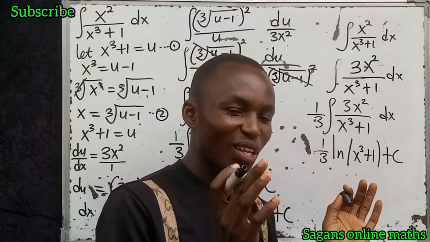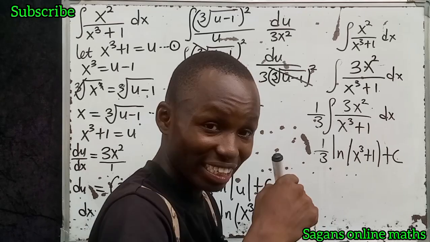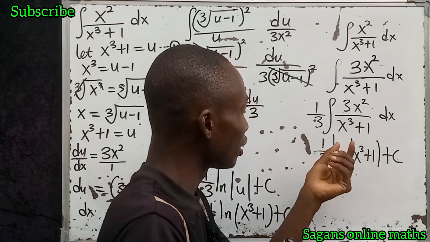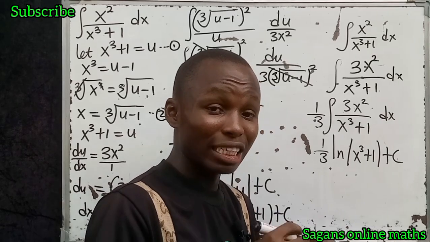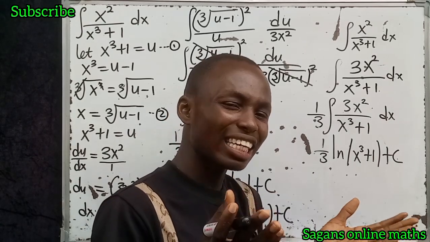That is very simple. Now, what you have to observe and understand in this function is that whenever you differentiate the denominator and it looks exactly like the numerator, just take the natural logarithm of the denominator, and that is it. Can you see how simple and interesting it is?